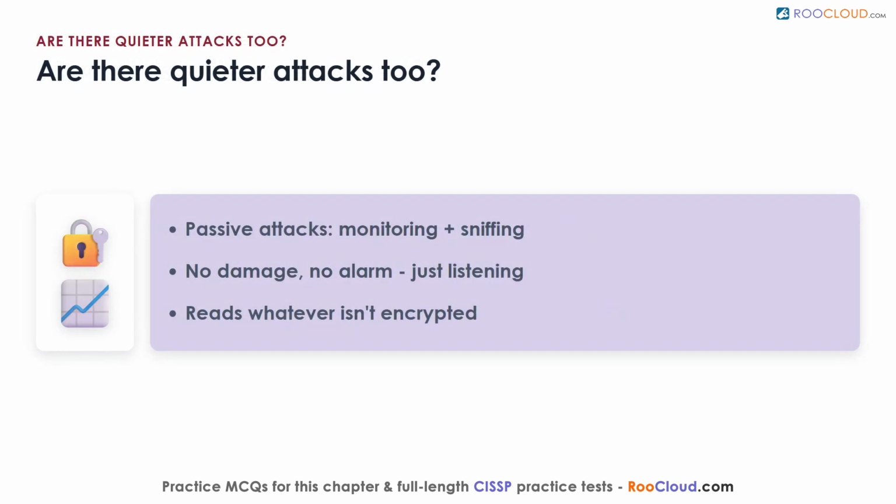Are there quieter attacks too? Yes, and they leave no footprint. This suite, like most protocols, is open to passive attacks through simple monitoring or sniffing. An eavesdropper does not break anything or trigger an alarm. They just listen, capturing traffic as it flows past, and read whatever was not encrypted. That is why encryption matters at every layer. If the data is readable on the wire, a silent observer already has it.